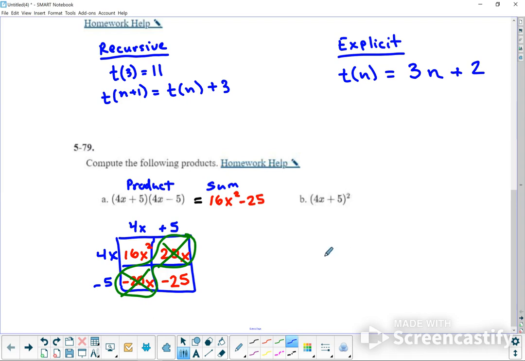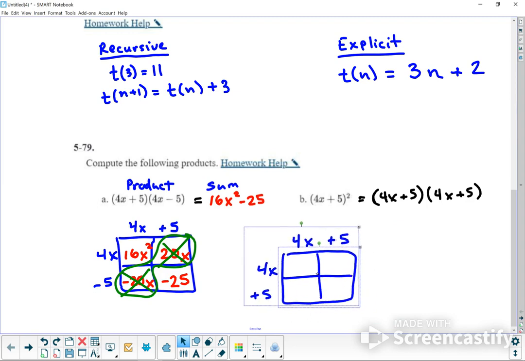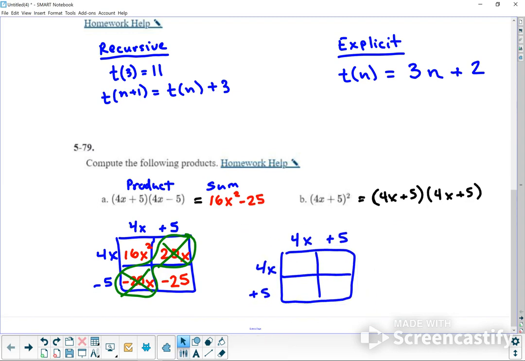Okay, and I'm going to do the same thing here. 4x plus 5, and that's squared, which means that really is 4x plus 5 times another 4x plus 5. Okay, which means I'm going to do a 4x plus 5 times another 4x plus 5, because there's 2 of those. I'm going to move this over a little bit.